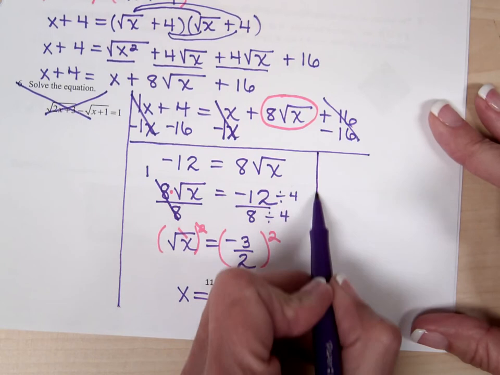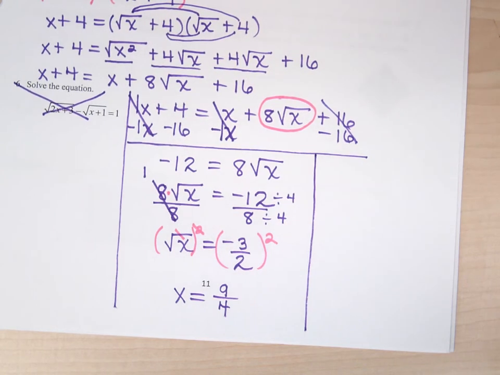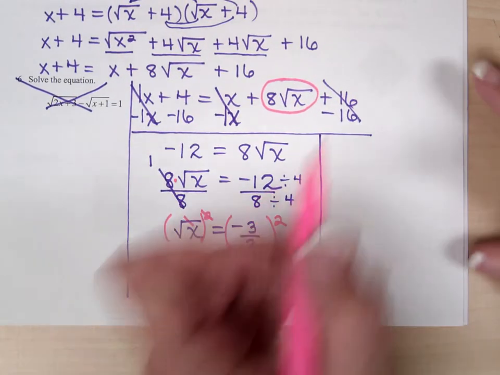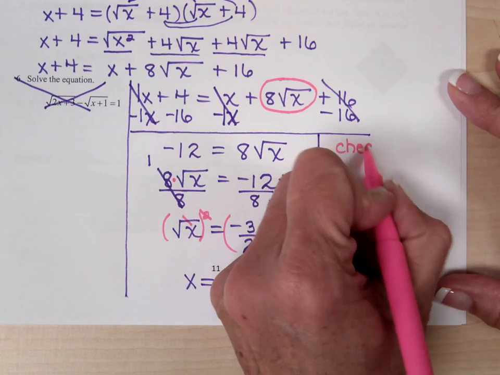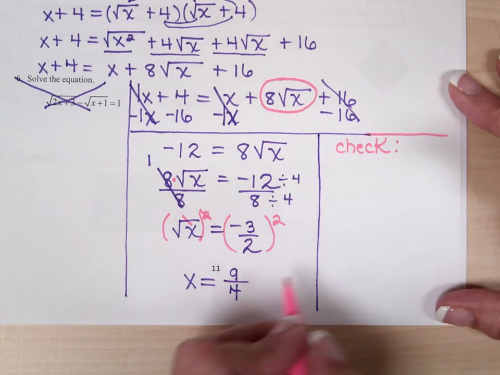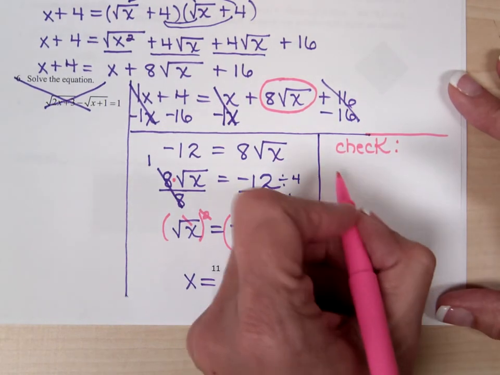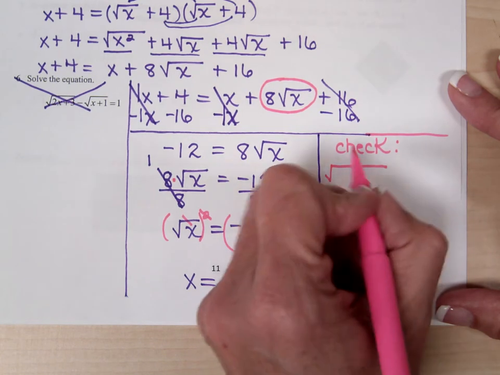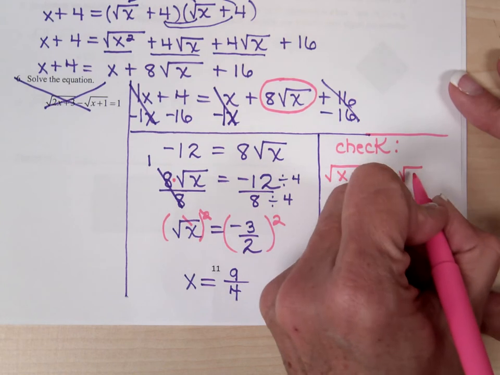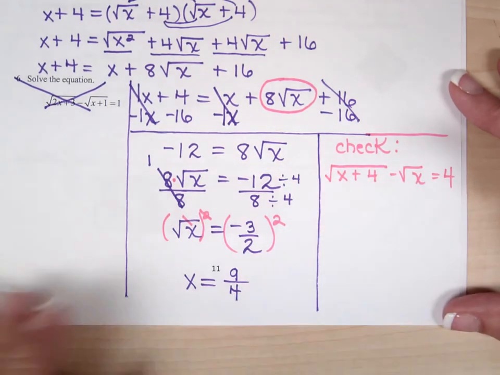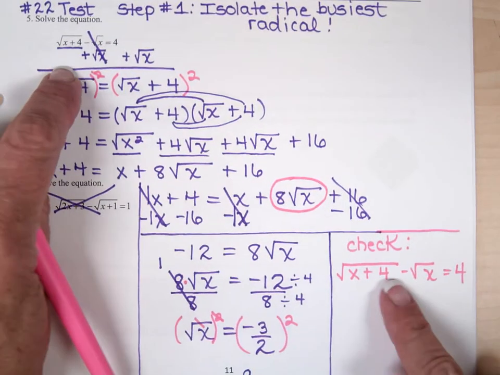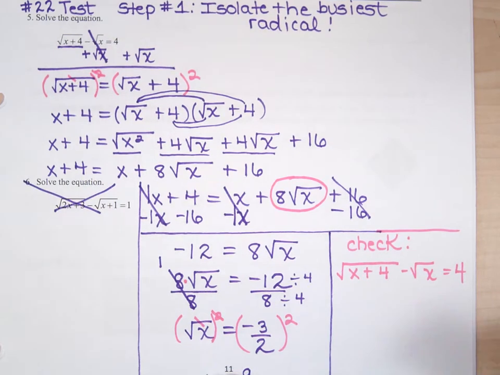I think we have room for a check over here. So for the check, I write the original problem. And this one you'll probably want to use your calculator for to check it. I'll show you how to do it on the calculator. So let's write the original problem. So x plus 4 minus square root x equals 4. So I just copied the original problem from above. Didn't change it, didn't move anything from side to side. I copied it exactly how it was.